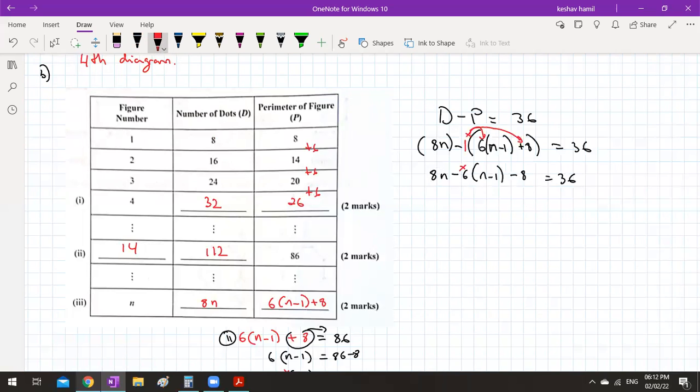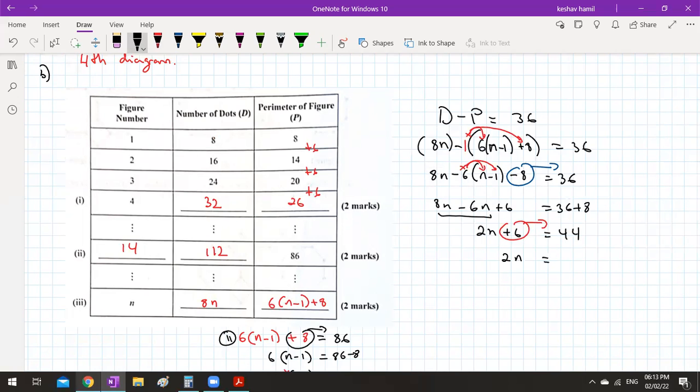And we're going to do this here. Again, distribute the bracket. And at the same time, move the negative 8 across. So we'll have 8n. Negative 6 by n is negative 6n. Negative 6 by negative 1 is positive 6. Equal to 36. Add 8. And we could reduce this here to get 2n plus 6 is 44, sorry. Again, remove the 6. So 2n is equal to 44 minus 6. 38 divided by 2. Divided by 2. 19. So in other words, at the 19th figure, you'll get a difference of 36. So this will be part C.